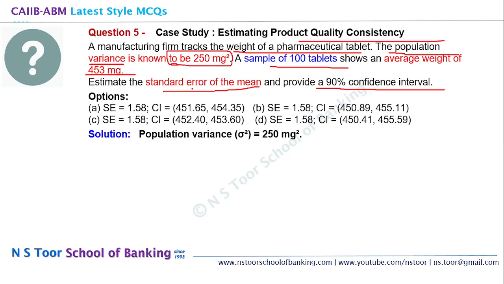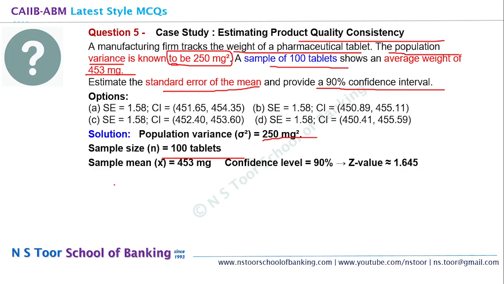So first we have to see what is the population variance. Population variance is equal to 250 mg squared. So what is the sample size? They have taken a sample of 100 tablets. So n is equal to 100 sample tablets. Then next, what is the mean, the average weight? The average weight of 100 tablets is 453 mg.